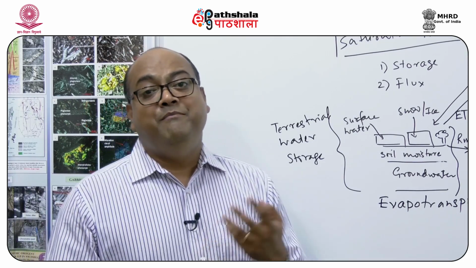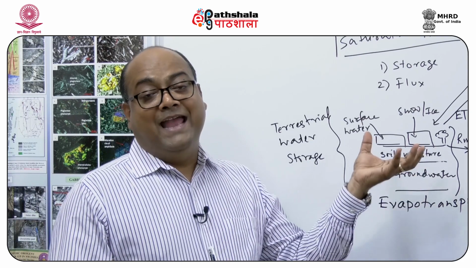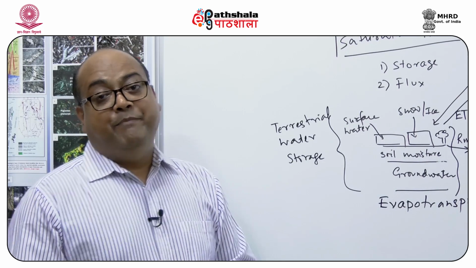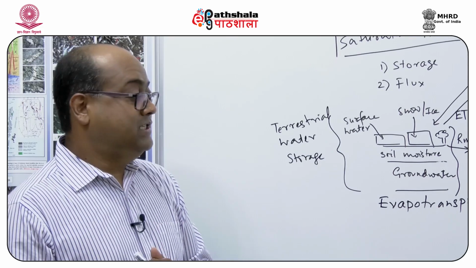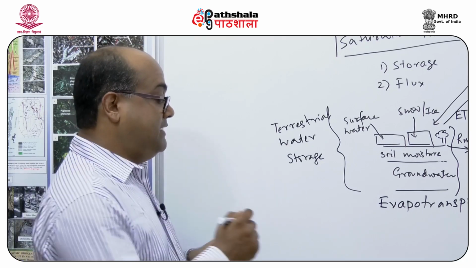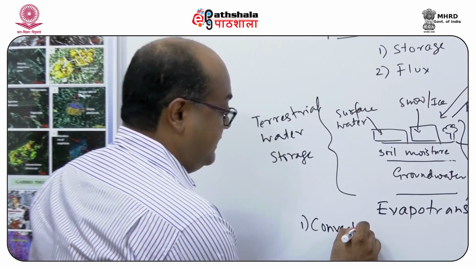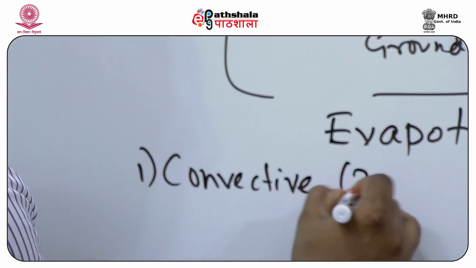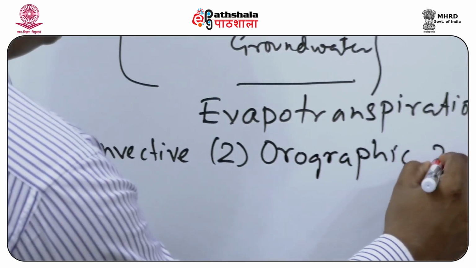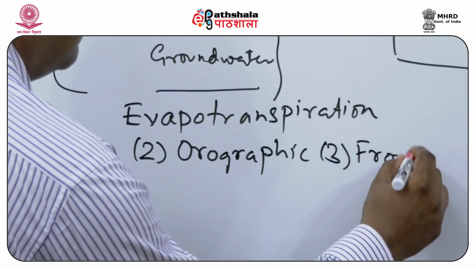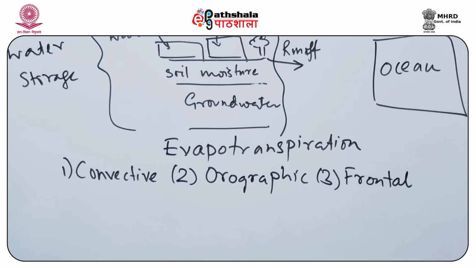Now there are three major natural processes by which air is lifted and condensation can occur, and based on that there are three different types of precipitation. One precipitation type is known as convective. Another is orographic, and the third is frontal. So these are the three different types of precipitation that occur.